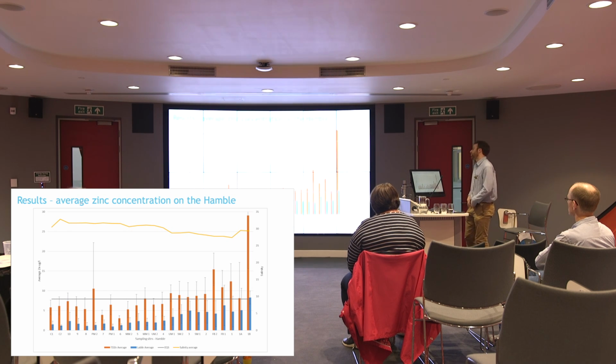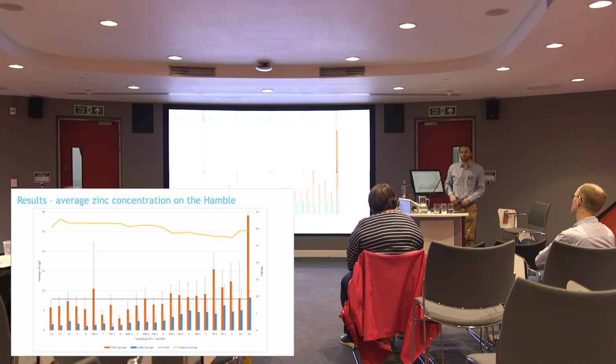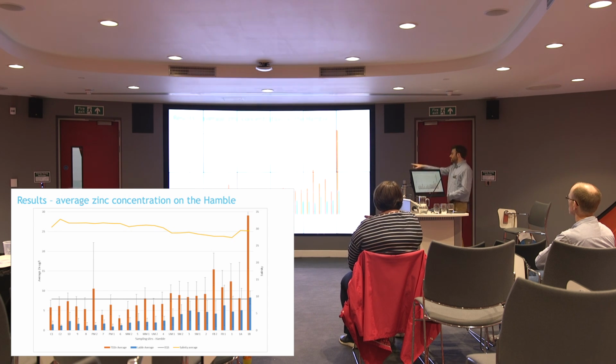This graph shows zinc concentrations. The orange bars are the total dissolved zinc, and the blue bars are labile zinc. Labile zinc is bioavailable zinc. This is zinc which is generally more toxic to marine life and is generally half to two-thirds of the total dissolved zinc. The grey line is the 7.9 microgram per litre EQS, the environmental quality standard for zinc in the marine environment. And the salinity is the orange line. So you can see, generally zinc concentration increases with lower salinities.